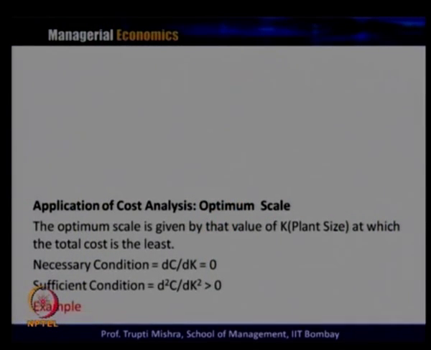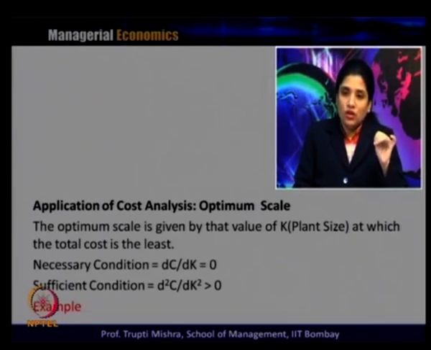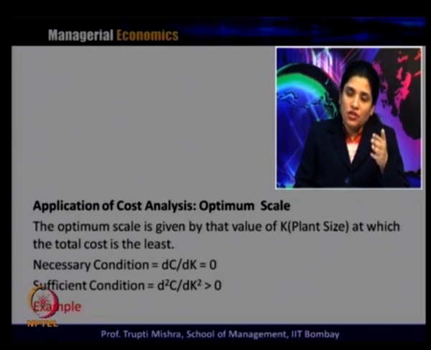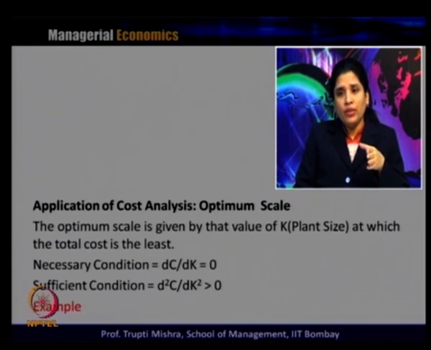Now, we will look at the application of cost analysis in the case of the optimum scale. In the first case, we talked about the optimum output, how cost analysis is used in the optimum output. Then we checked how cost analysis is used in the case of optimum inventory level. Then we will identify the plant size, the scale of operation, that is, what should be the optimum scale, the optimum size, the optimum level where the firm should operate, and we will see how cost analysis is used there.